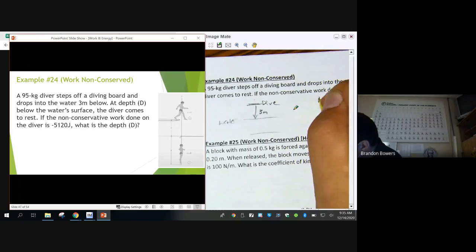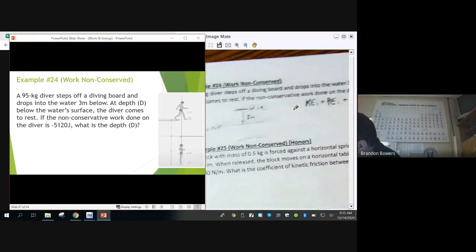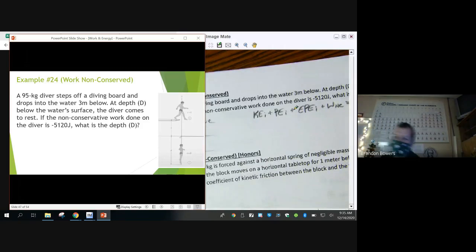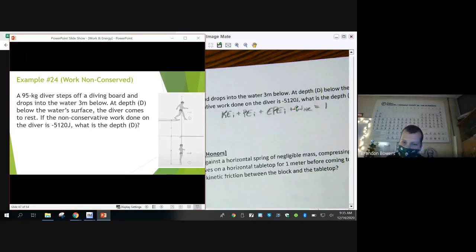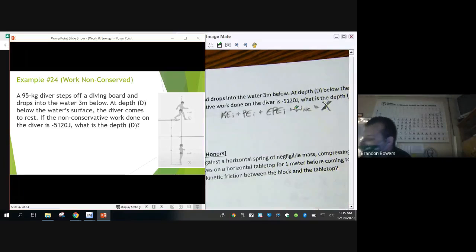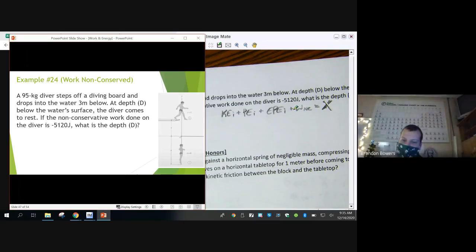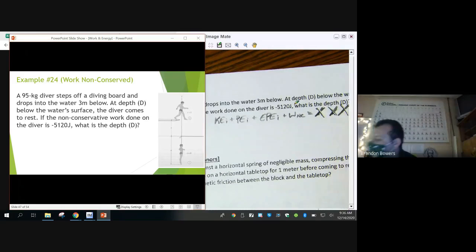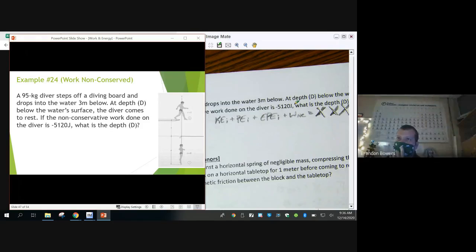Kinetic energy initial plus potential energy initial plus elastic potential energy initial plus work non-conserved is equal to, I'm going to take a shortcut. Is he going to have kinetic energy when he comes to rest in the final? No. Is he going to have potential energy if he's at height of 0? No. Is there elastic potential energy in this problem? No. So all that's going to be equal to 0.